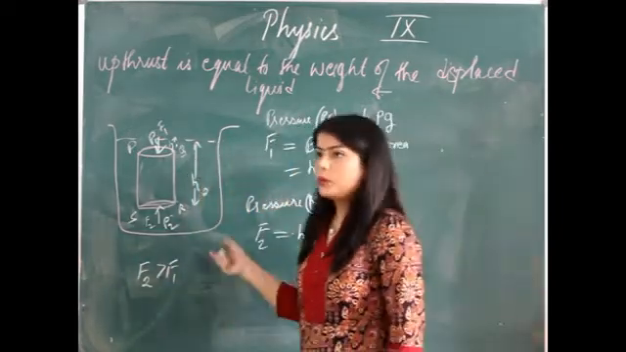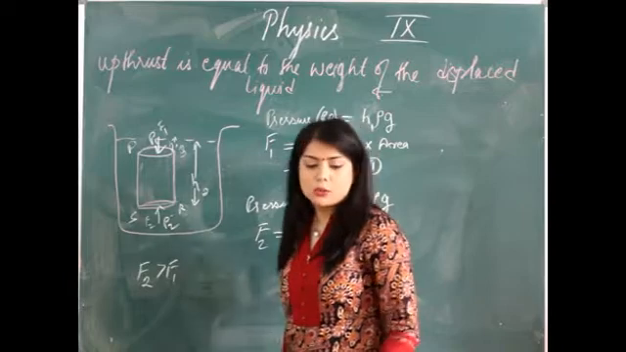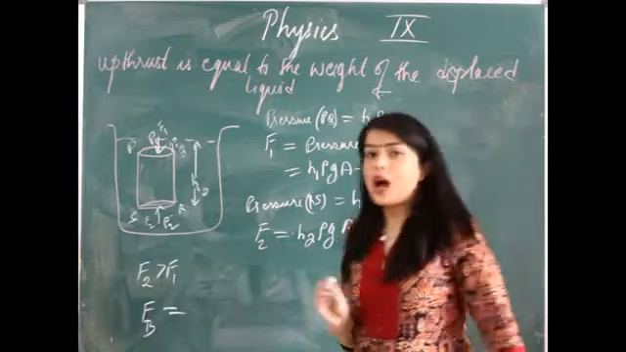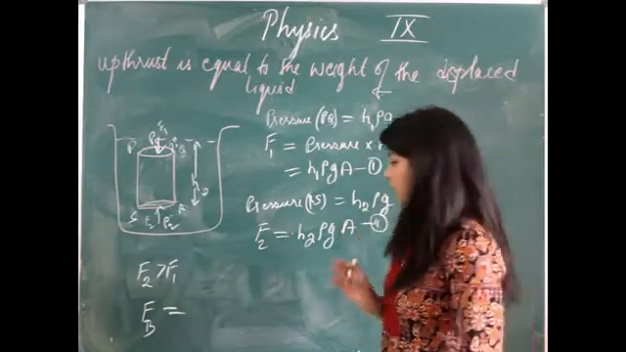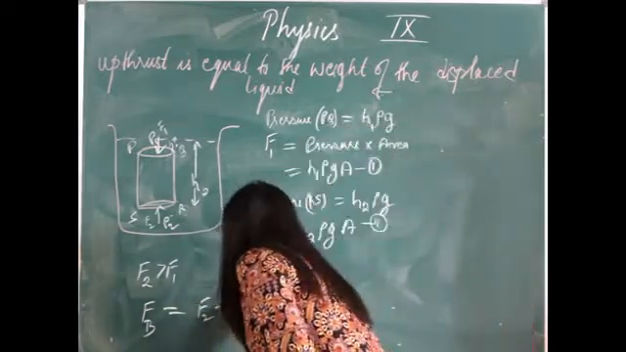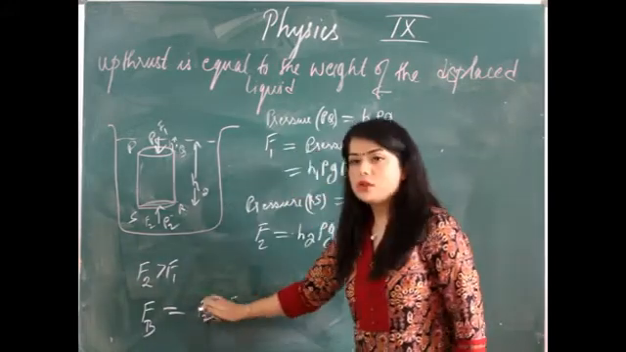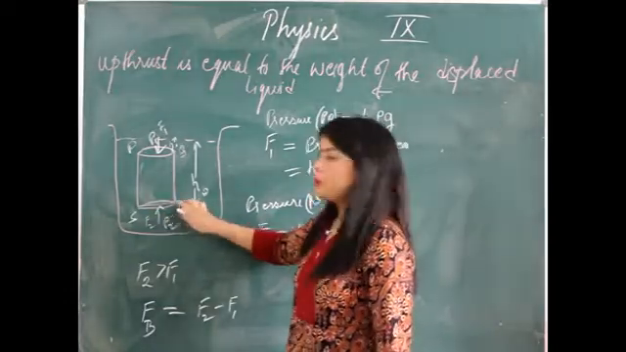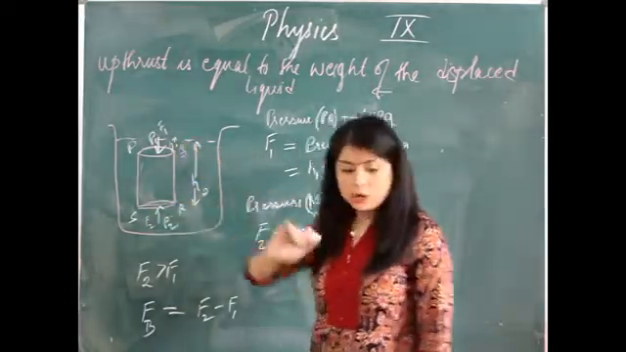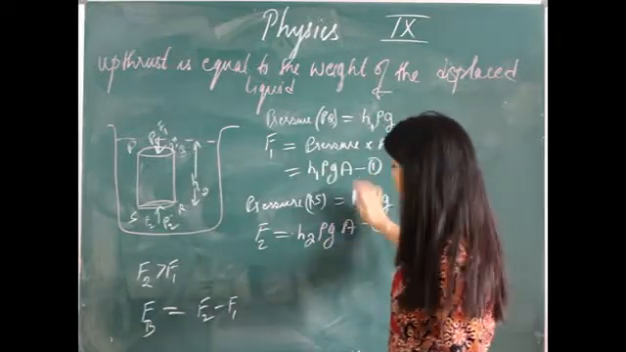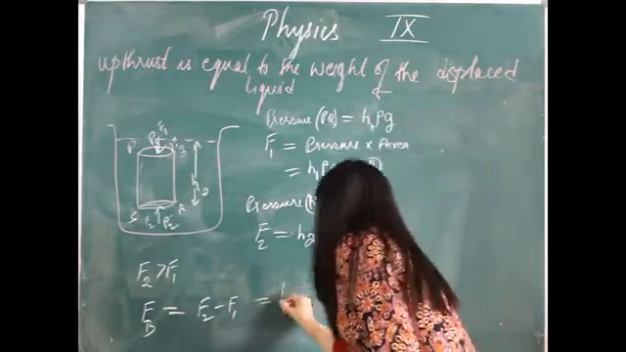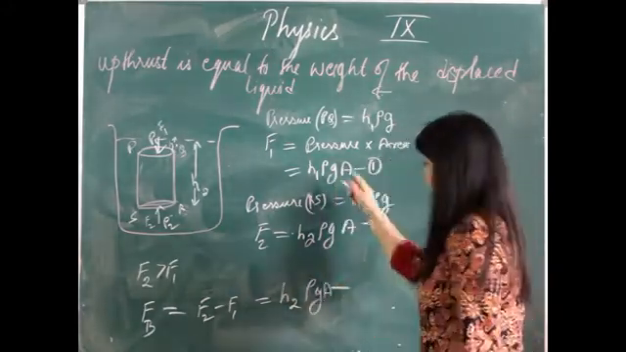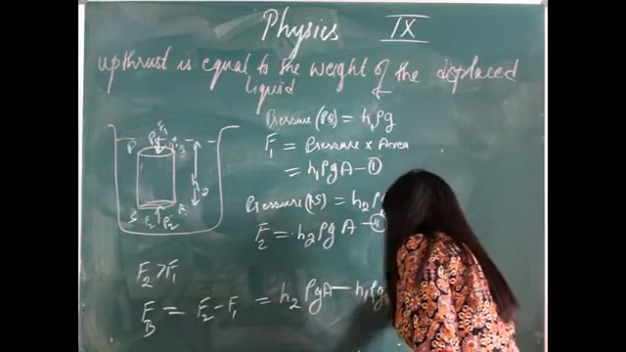So whenever we try to find the difference of force, what we do is we subtract. So the total force FB after subtracting will be F2 minus F1. Greater force minus smaller force. This force over this point will be greater, so this minus the lower force. Now, what I will do is subtract these two equations. F2 is H2 rho G A, minus H1 rho G A.